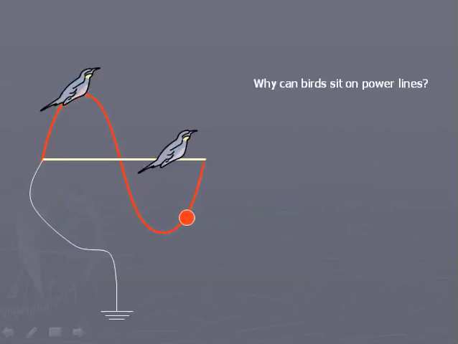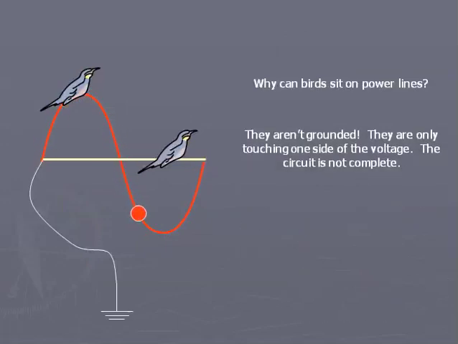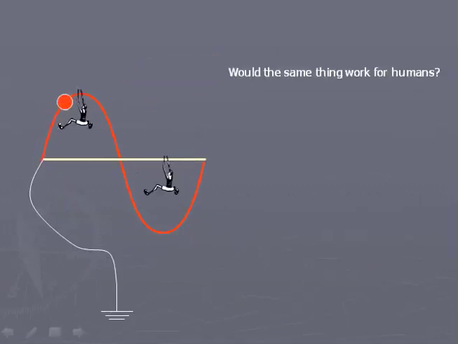Why can birds sit on power lines without getting shocked? They aren't grounded. They are only touching one side of the voltage. The circuit is not complete. What would happen if a bird could touch both the neutral and hot lines at the same time? Well, you get the picture. The bird that touched both neutral and hot lines completed the circuit and was shocked. Slide 41. Would the same thing work for humans?